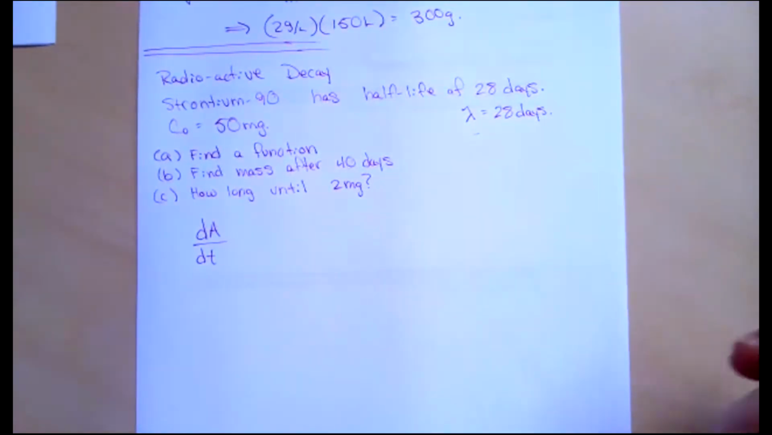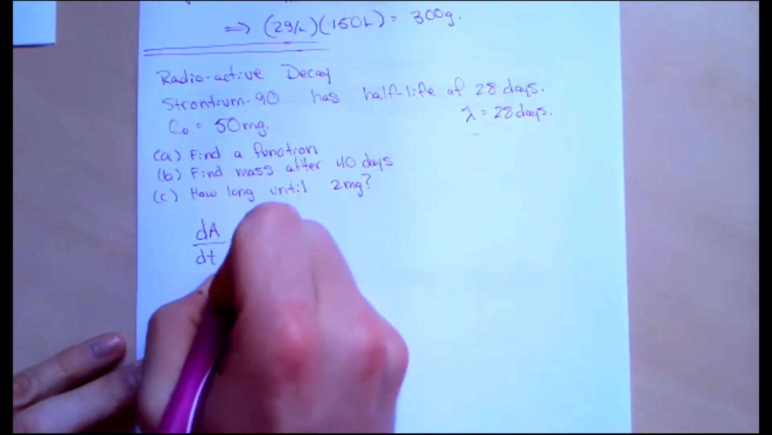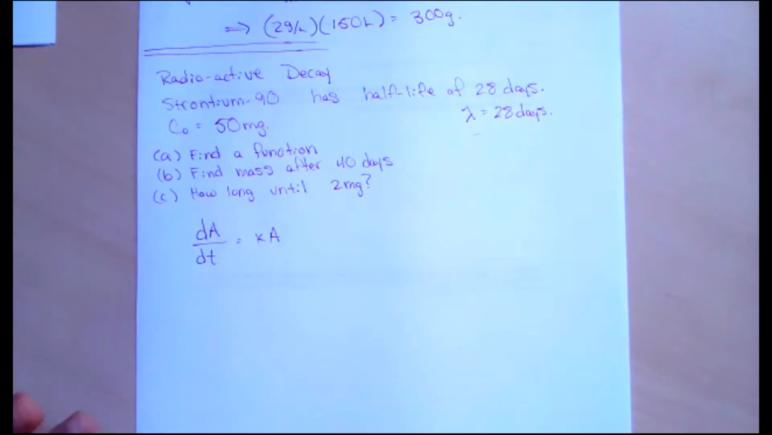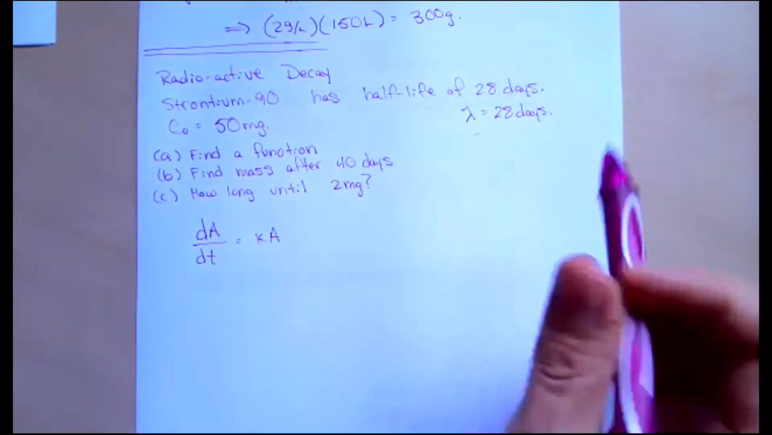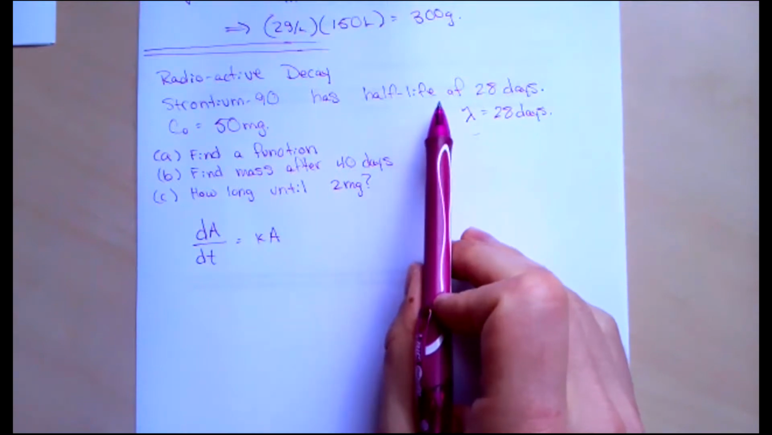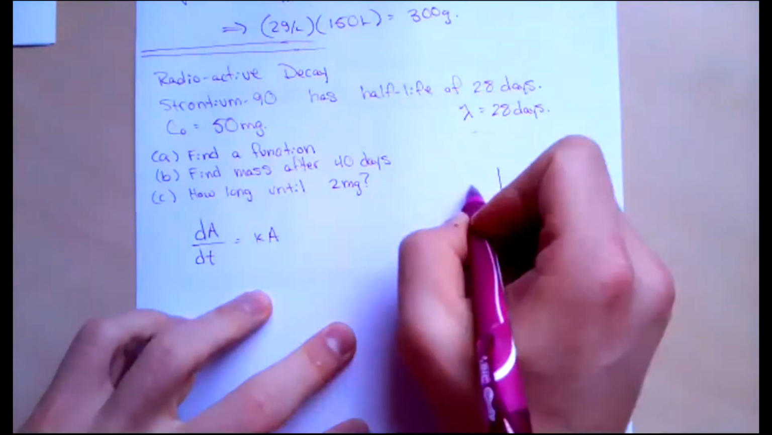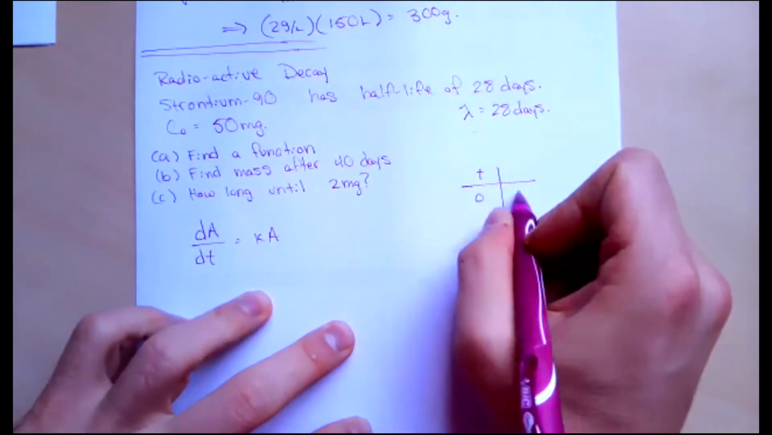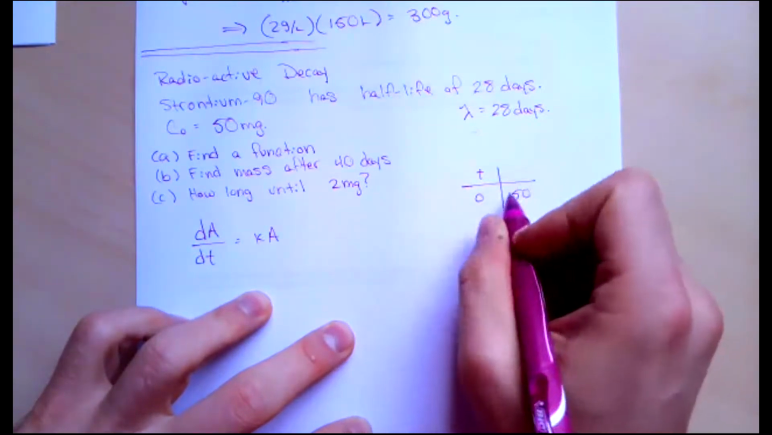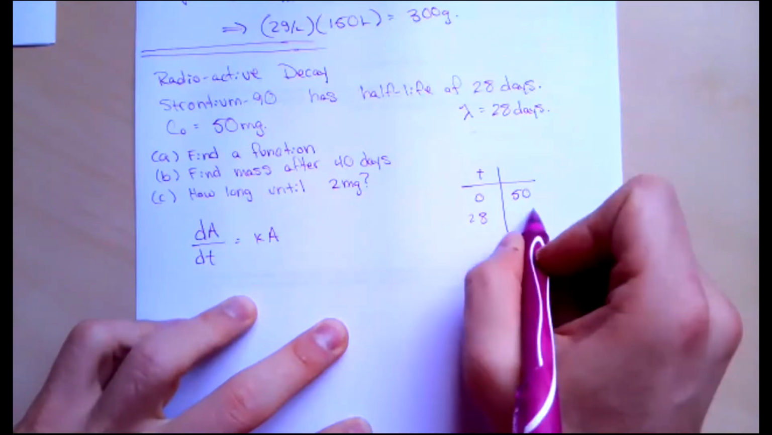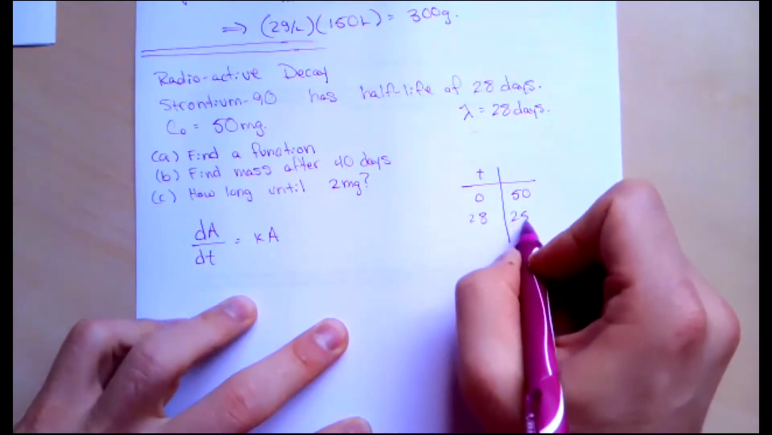So the amount of our substance, the rate of change we expect to be proportional to the amount left. So with these exponential processes, like radioactive decay, the more substance that's left, the more decays. What does a half-life mean? A half-life means half of the substance remains. So you could kind of come up with a table. We know specific values: at time t equals 0, I have 50 milligrams. At 28 days, I'll have half of that. It will have 25 milligrams.